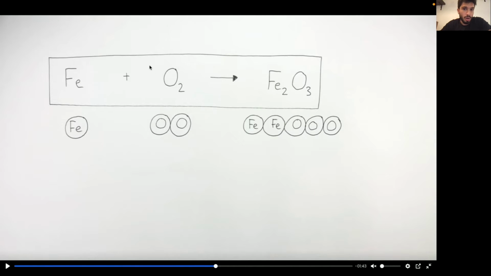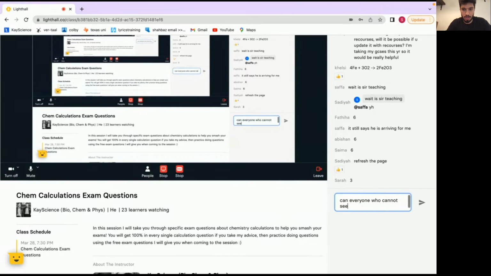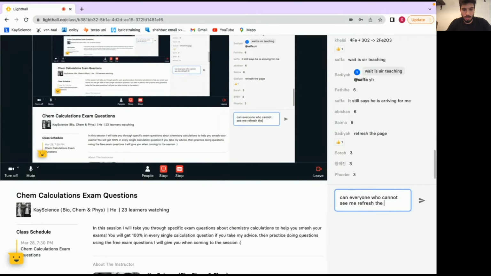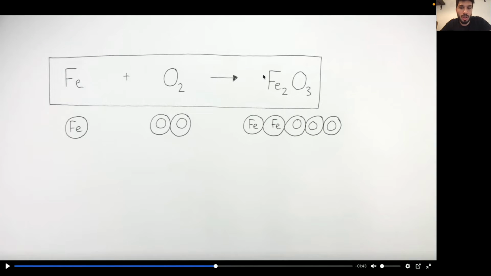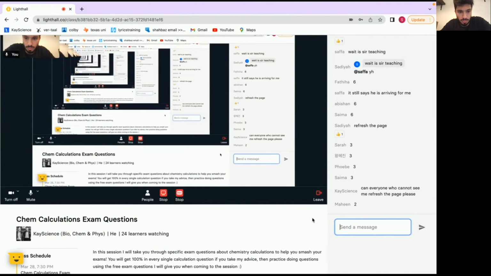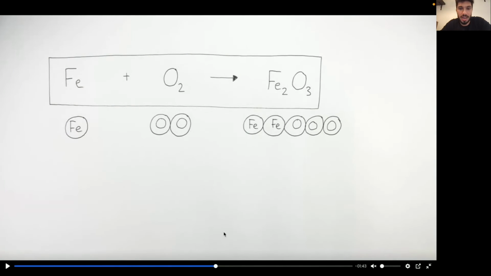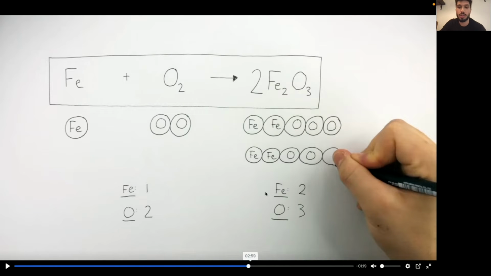So therefore, what number should we put in front of the O2? Excellent. 3. Of course, we put a 3 in front of the O2. What number do we therefore put in front of the Fe2O3? Excellent. 2. Exactly. So we put a big 3 in front of the O2 and a big 2 in front of the Fe2O3.